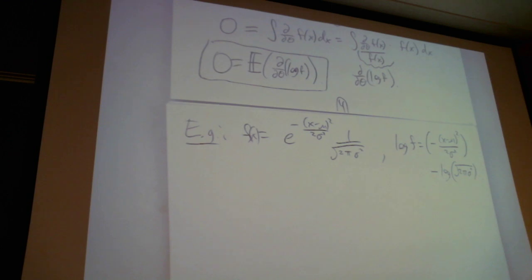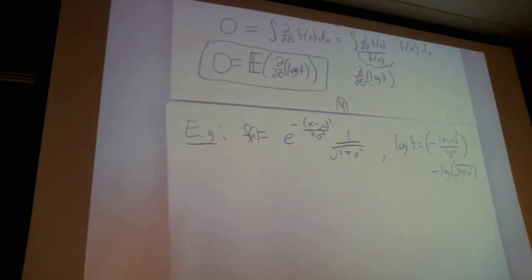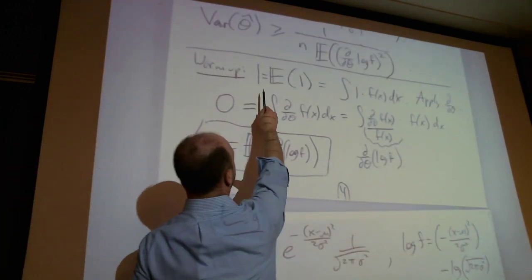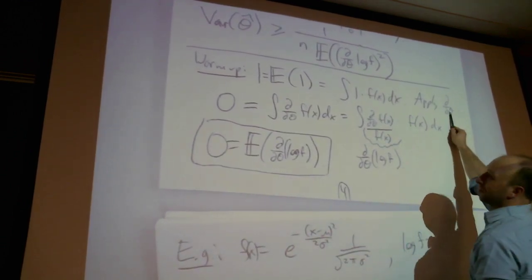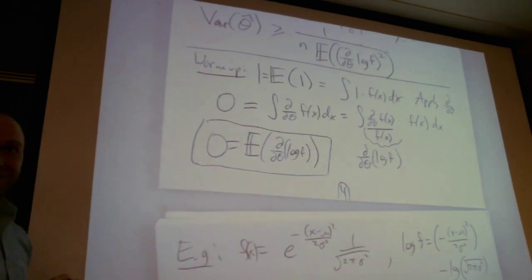Ernest: Why is the thing equal to 0 at the top? Why is that equal to 0? Because we had an equation that had a 1 on the other side. 1 is equal to this integral, and we differentiate with respect to theta. Oh. The derivative of 1 with respect to theta is 0.